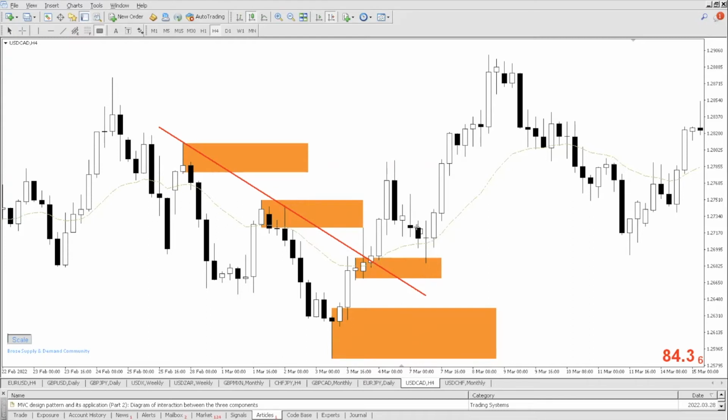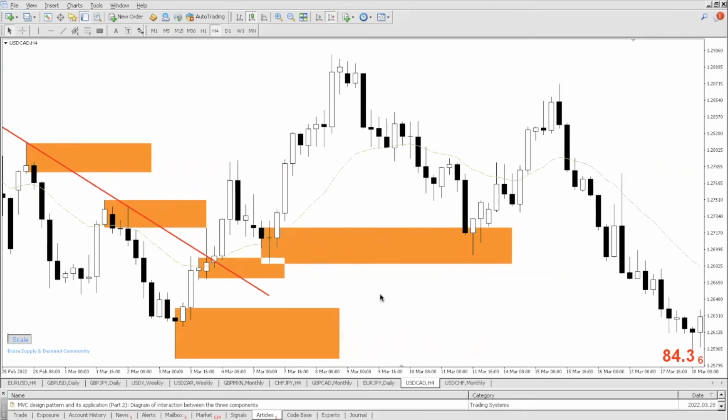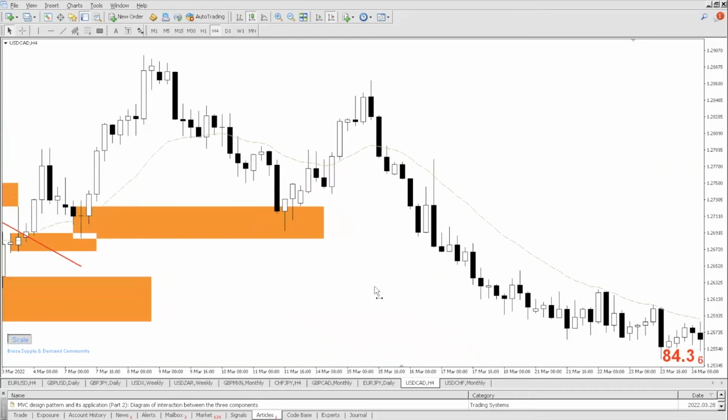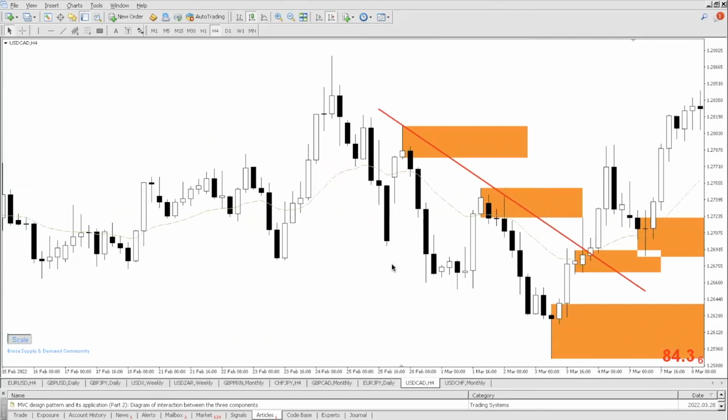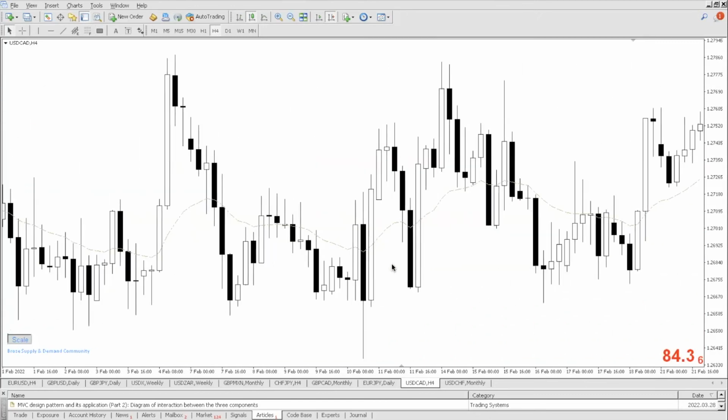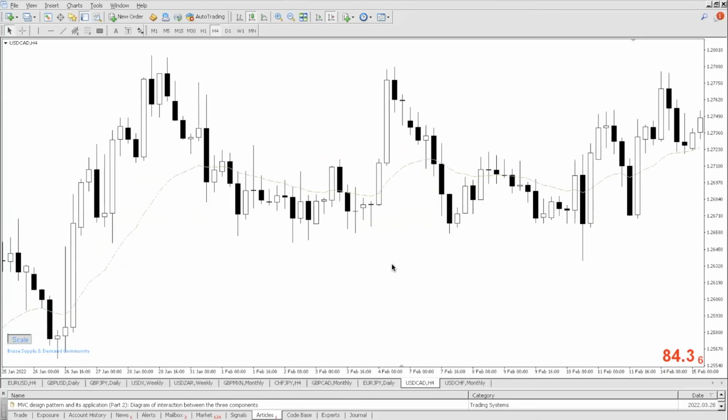But still this, though it's a demand on top of another, is a valid demand. Price again, what did it do? It touched the area and then went up. Okay, so let's check other patterns.